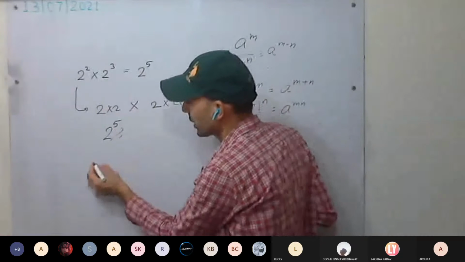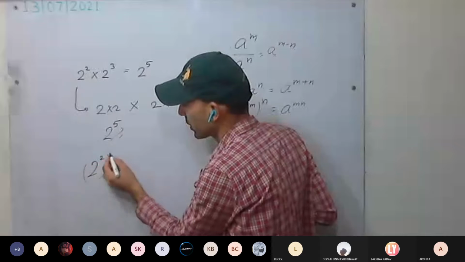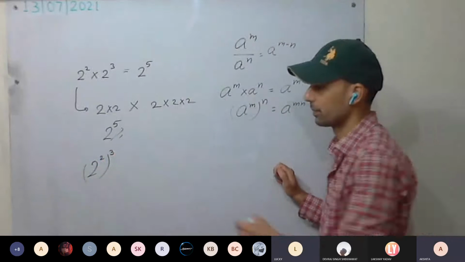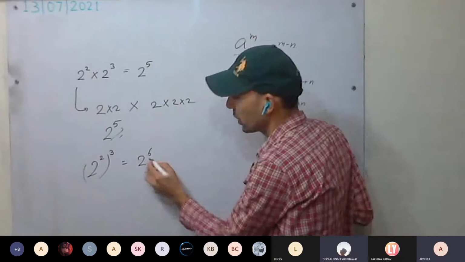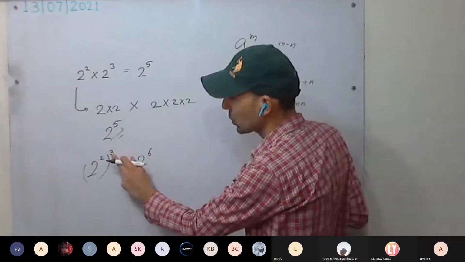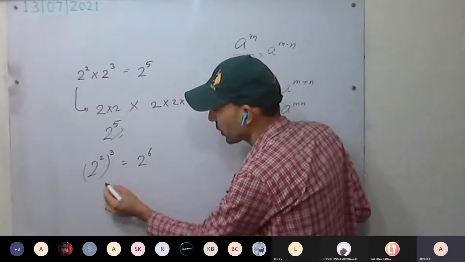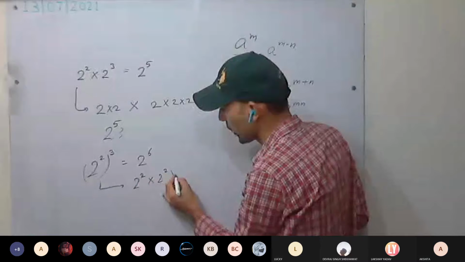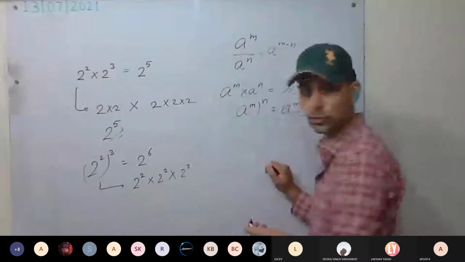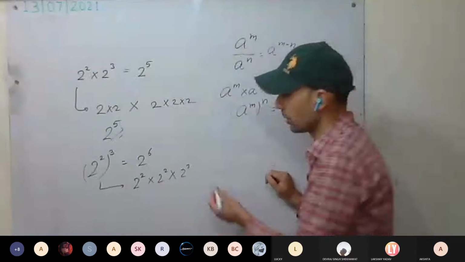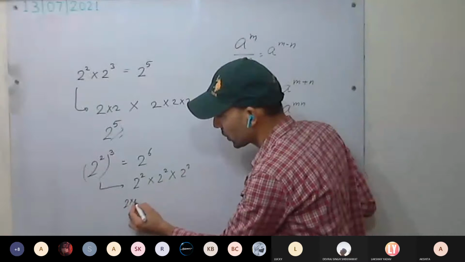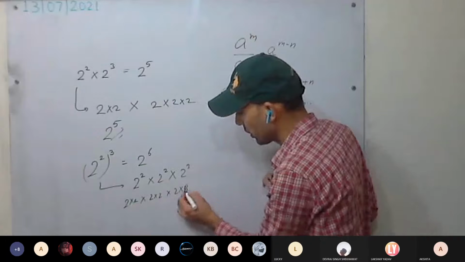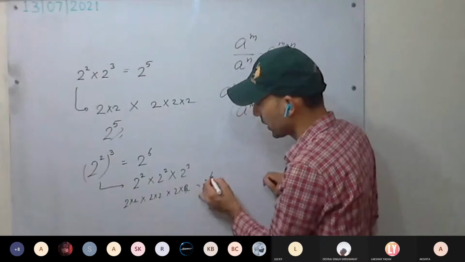Okay. If I do like this, 2 square the whole cube. 2 raised to power 6. What does it mean? 2 square whole raised to power 3. Either you can do this way: 2 square into 2 square into 2 square, 3 times 2 square. Now each will be 2 into 2, 2 into 2, 2 into 2. How much? 2 raised to power 6.